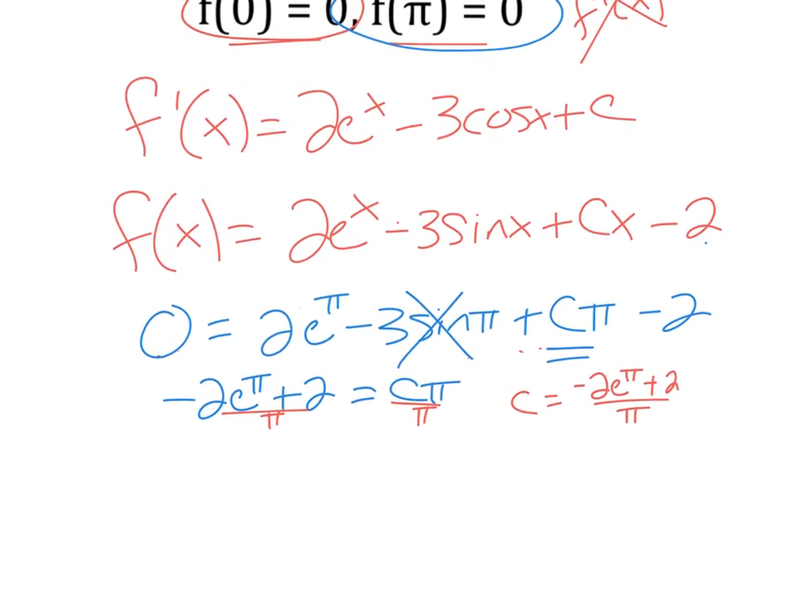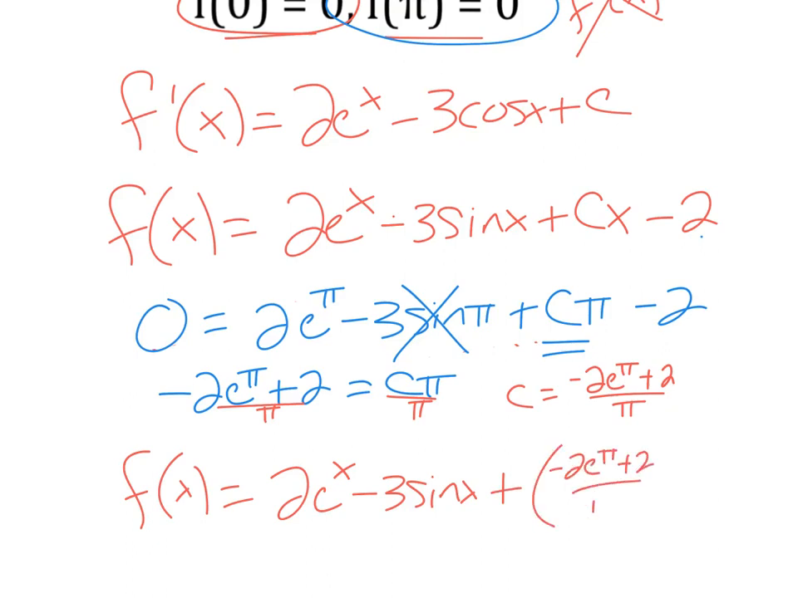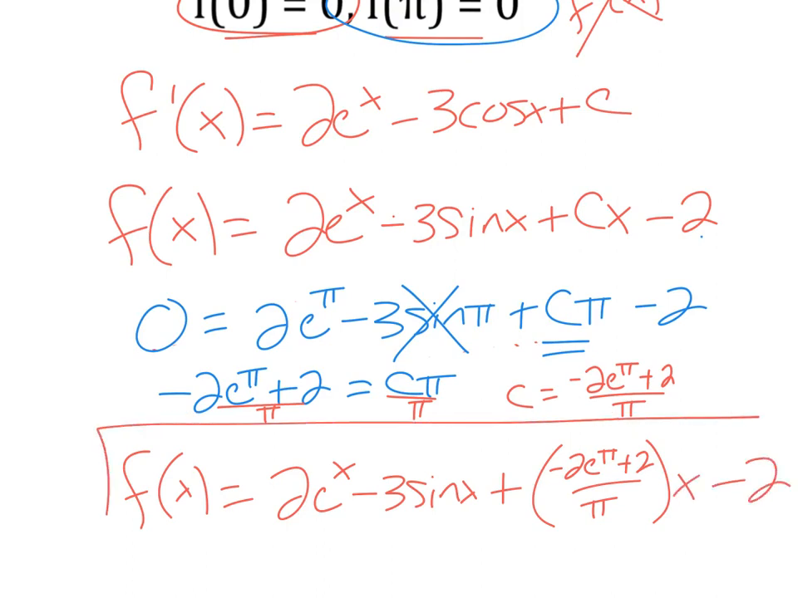So my final answer, if I write it out, my original function is 2e to the x minus 3 sine of x, and then plus, there's my coefficient in front of my x, and then minus 2 was my d value. So then that is my final answer there. So a little bit harder of one, especially when you're finding c, but it's just a lot of algebra work there.